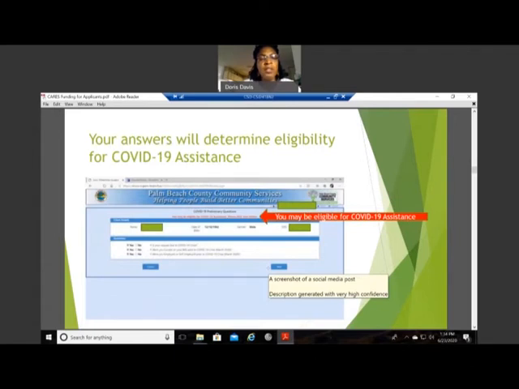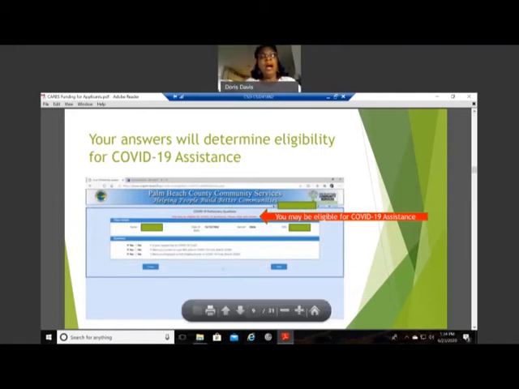So they ask questions such as, did you lose income because of COVID-19? How were you affected by COVID-19? Were you employed before COVID-19? And then were you behind on your bills before COVID-19? Or are you behind on your bills because of COVID-19? But your answers will determine eligibility for assistance. It'll tell you you may be eligible for COVID-19 assistance, and it will allow you to continue. So then you would just press next.